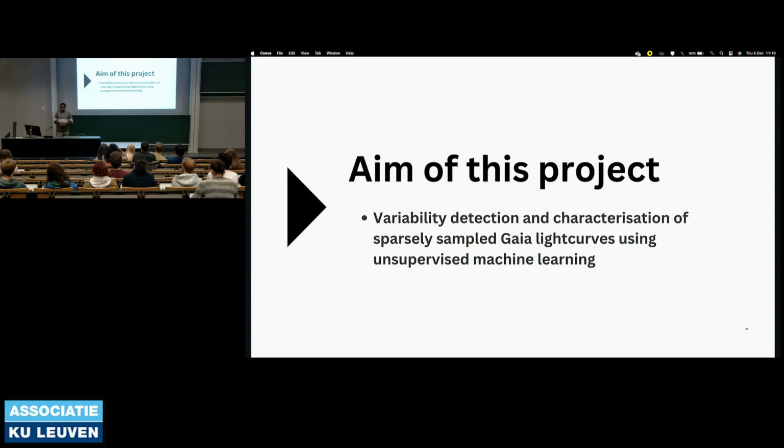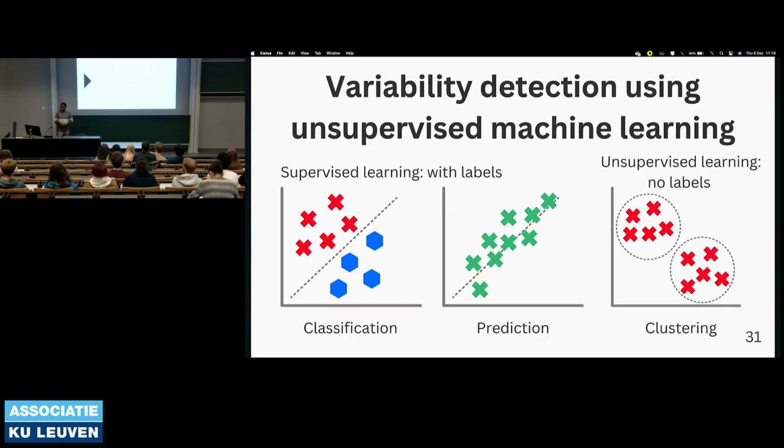This is just an illustration, but this is true for the different statistics we tried. So the aim of this project is to alleviate and address these issues by using unsupervised machine learning techniques to detect and characterize the variability of these objects. But before we talk about this, let me give a quick introduction to machine learning for those who are not yet familiar with it.